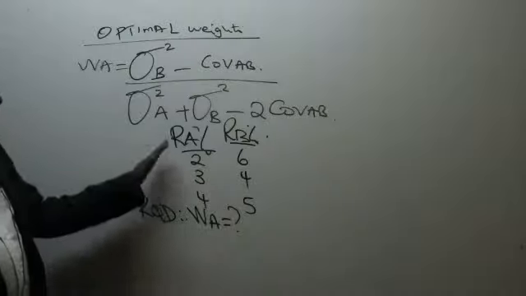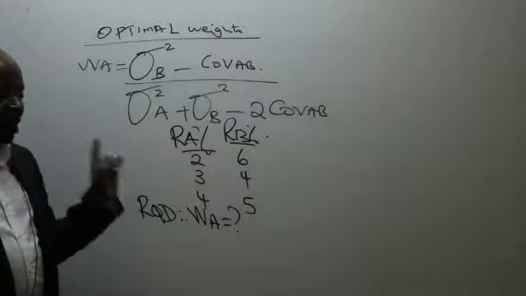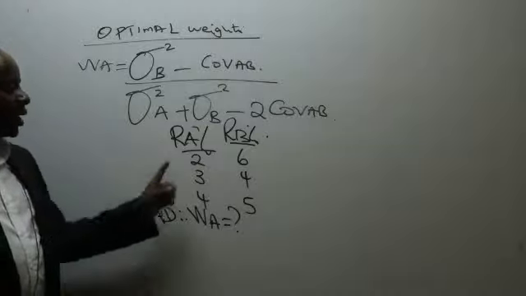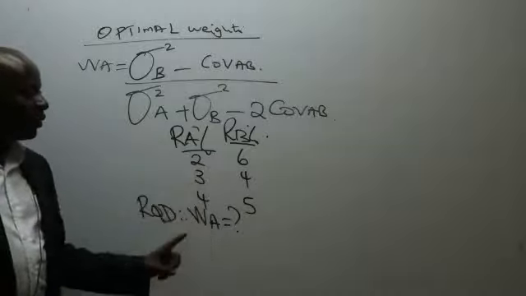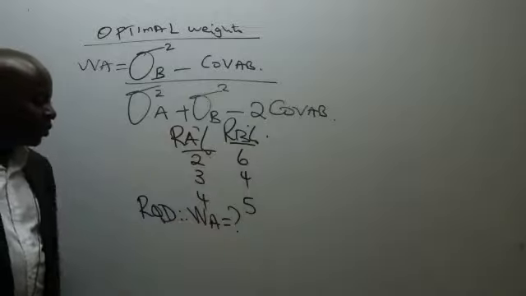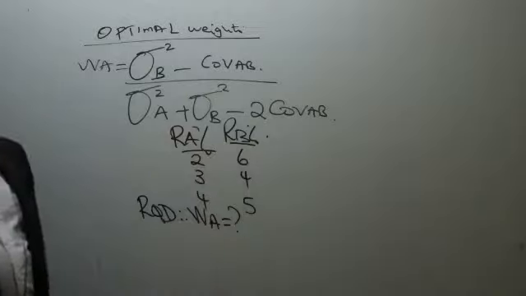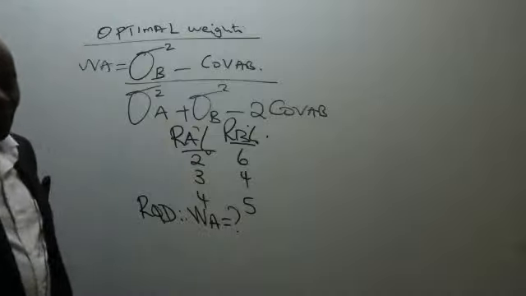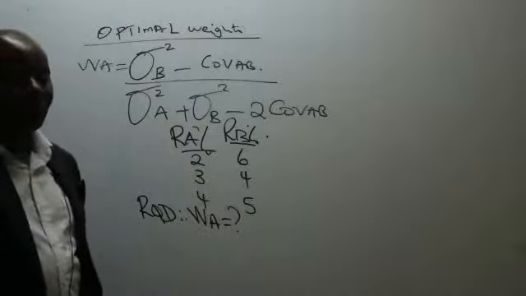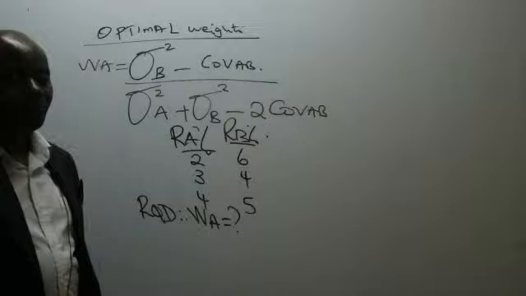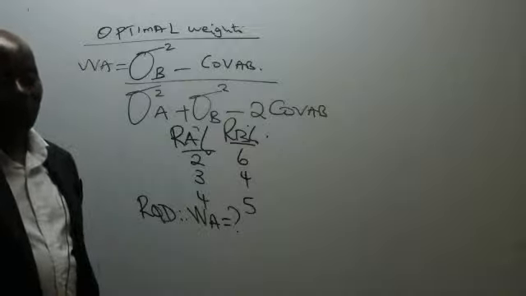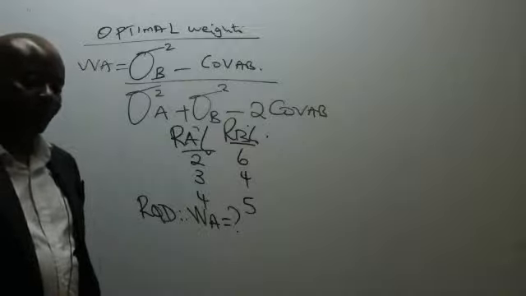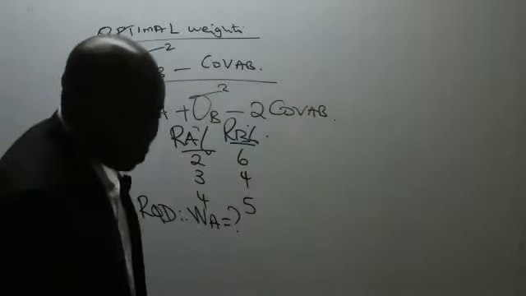So now here we have a question of 10 marks. They have given us the actual returns of A. They have given us the actual returns of B, and then they want us to give them the weight of A.